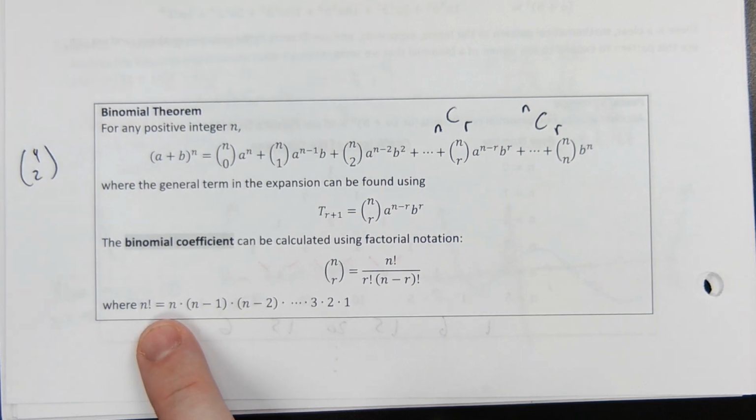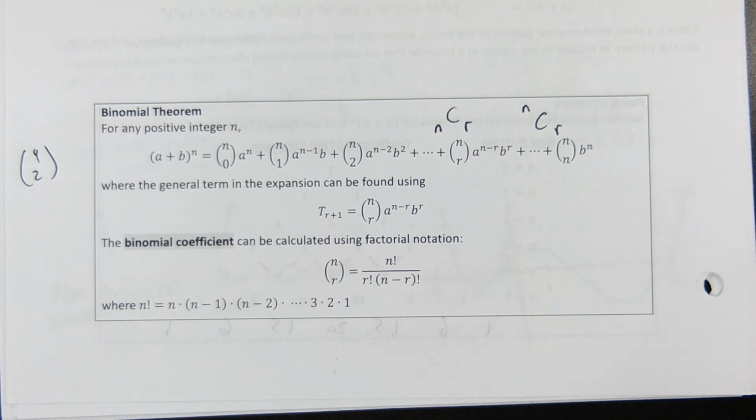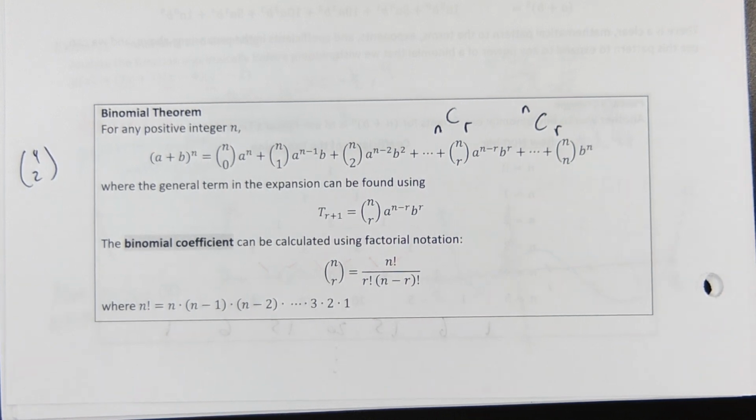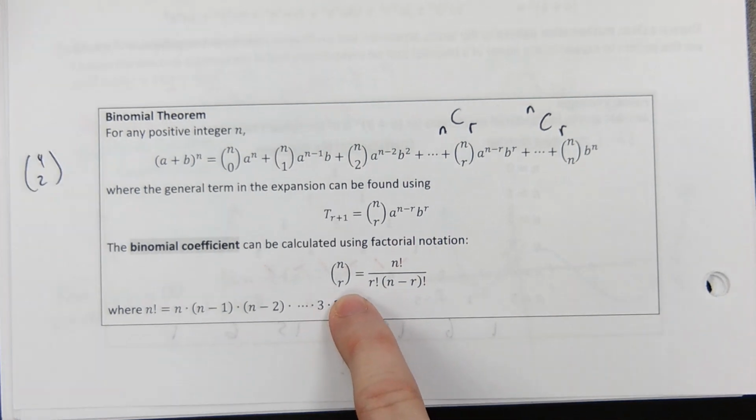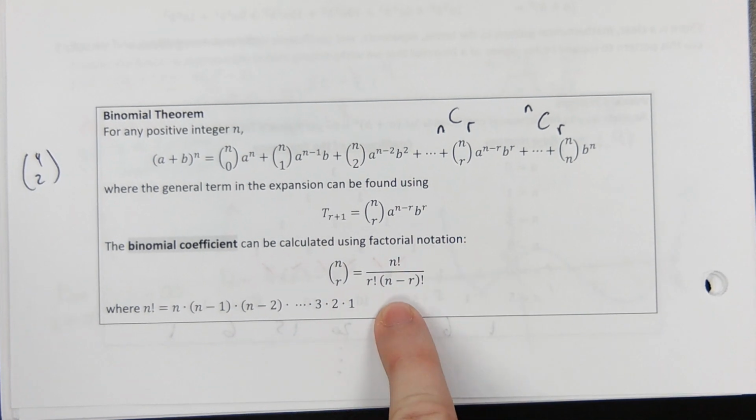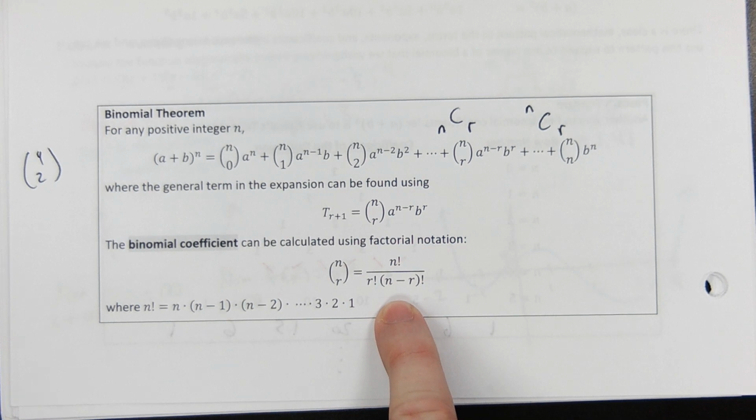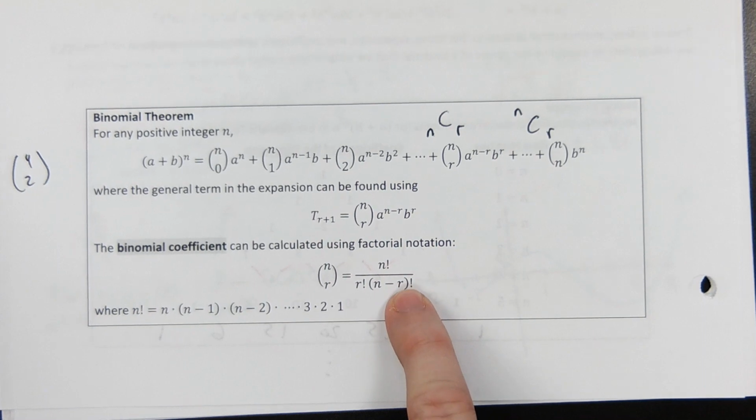Any number factorial means, well, correction, any positive integer factorial means take that number and multiply it by all the positive integers that are less than it. So 5 factorial would be 5 times 4 times 3 times 2 times 1. I'm pretty sure it's 120. 7 factorial will be 7 times 6 times 5 times 4 times 3 times 2 times 1. It's a pretty big number. Okay? Factorials grow fast. And if you wanted to calculate the binomial coefficient by hand, you would have to do it like this. I'm not going to make you do that. We have graphing calculators for that work.